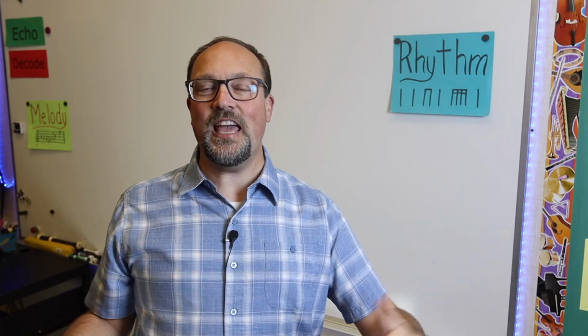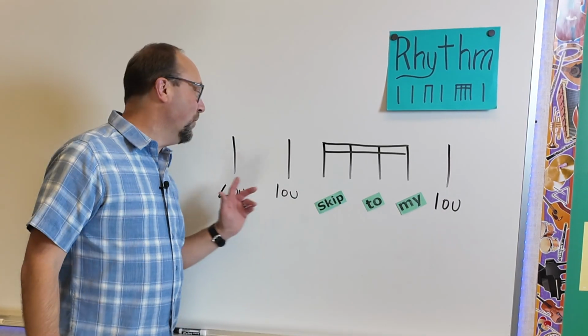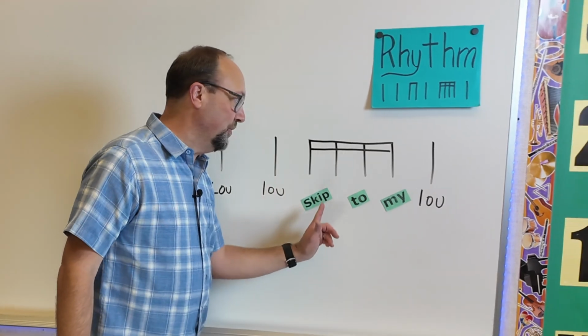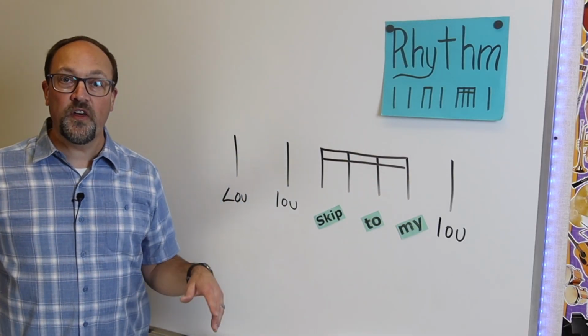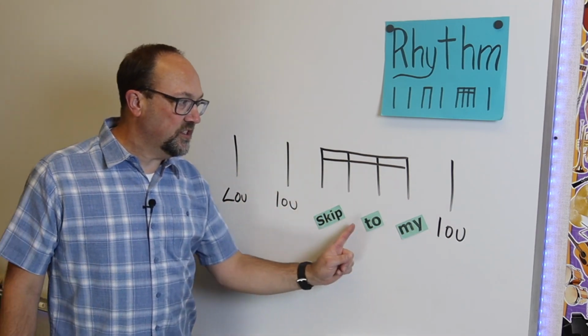And after we play the game and I have them clap, then we walk on over to a board. Let's read this part. Lou, Lou, skip to my Lou. Would you read the rhythm with me? Ta, ta, tika, tika, ta. Lou, Lou, skip to my Lou.